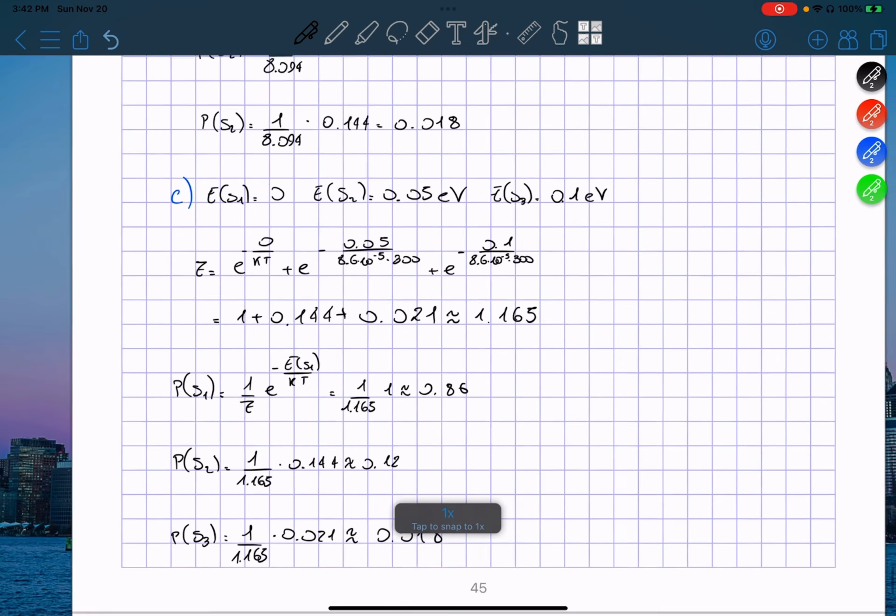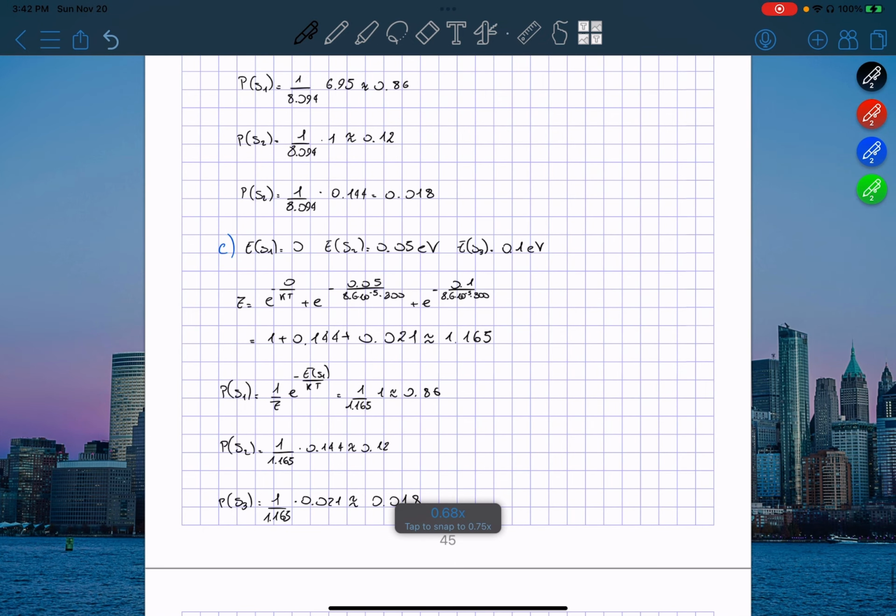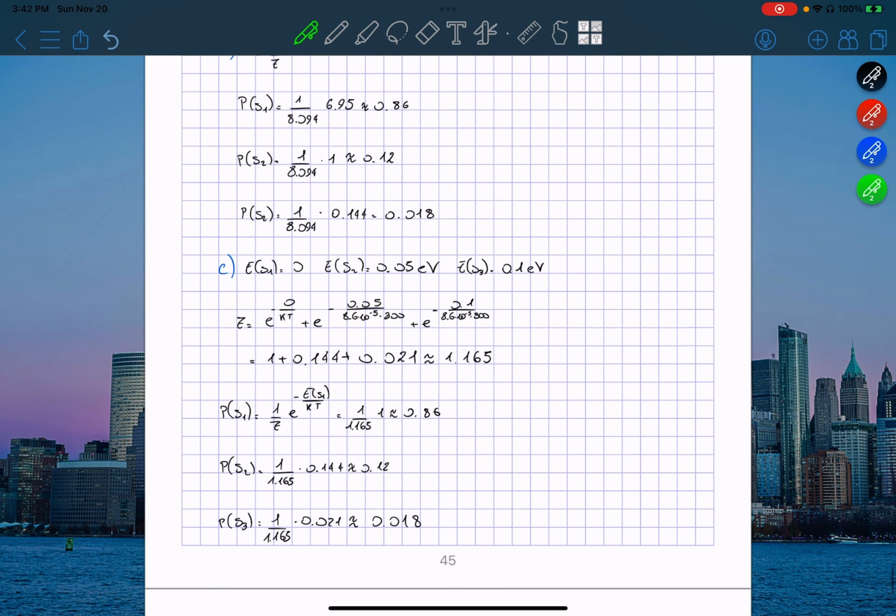Now we can check it with the one we had before, and we can see that we kept the same order: 0.86, 0.12, 0.018 are the same values. So this proves that our choice of what our zero is is arbitrary, and we'll get the same probabilities in the end.